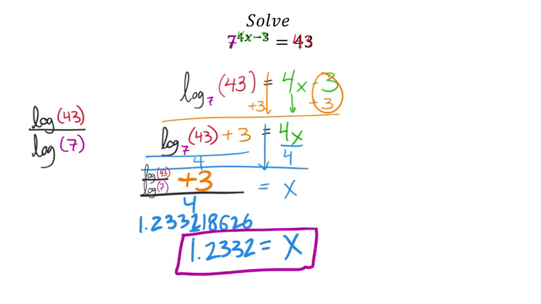I found it. Now, you may want to try this. Just go back, do 7 to the power of 4 times 1.2332 minus 3. And you may not get exactly 43 because we rounded, but you should get something fairly close. In fact, we rounded, I guess you'd say down. So you may get like 42.9 or something like it.